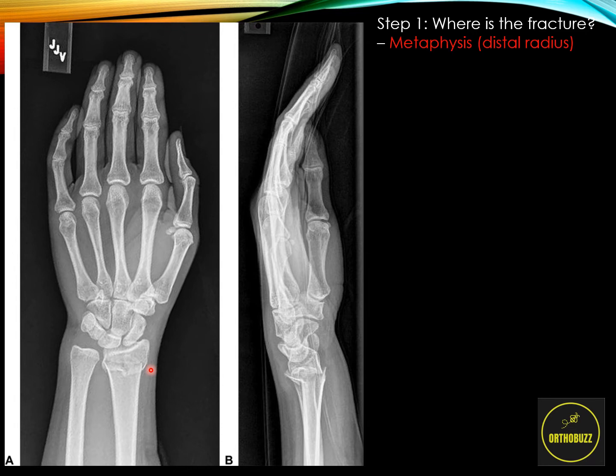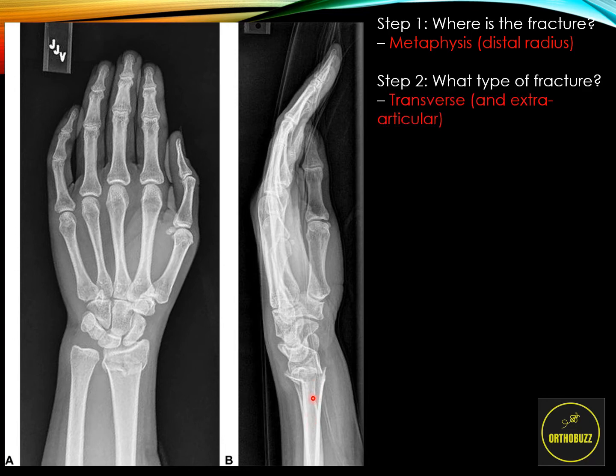The next thing is to identify what type of fracture pattern we have. On the lateral view, you can see again the fracture pattern is almost at 90 degrees to the long axis of the long bone. Therefore, this is a transverse fracture. We can also comment that it's extra-articular, as the fracture line does not seem to be extending into the joint. Now the third thing, again, is to comment on the displacement.